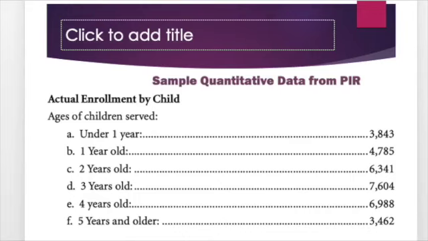It says actual enrollment by child, the number of children enrolled in the program, separated by age. Under 1 year is 3,843. 1 year old is 4,785. 2 years old, there are 6,341 students enrolled. 3 years old, 7,604. 4 years old, 6,988. 5 years and older is 3,462.